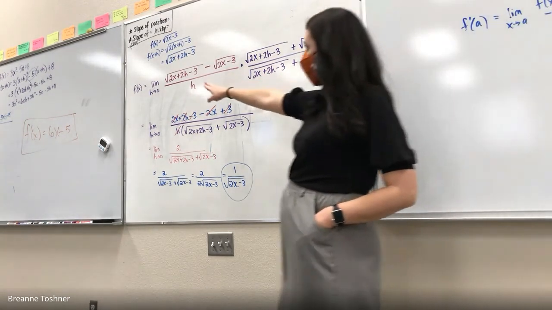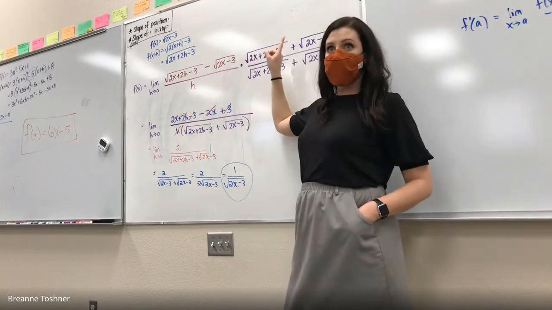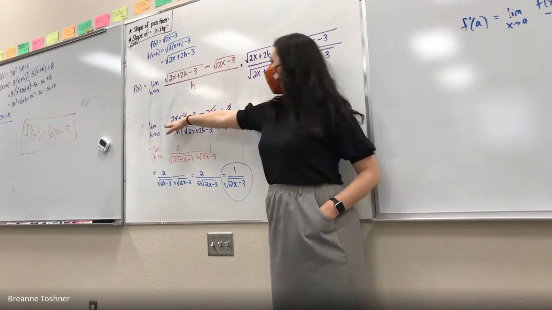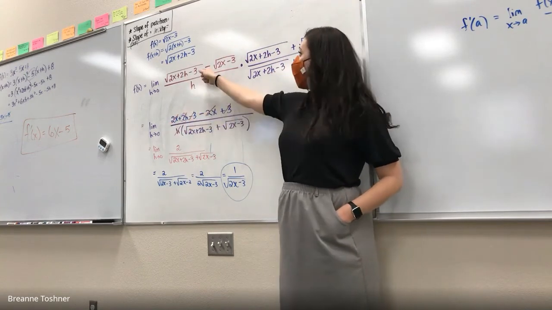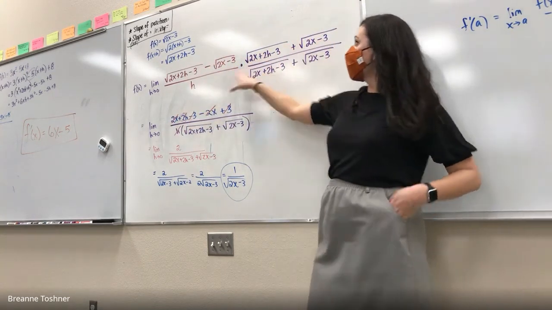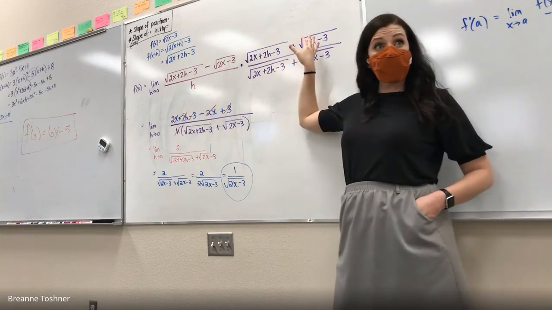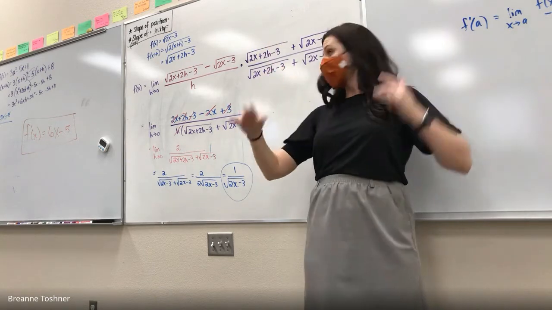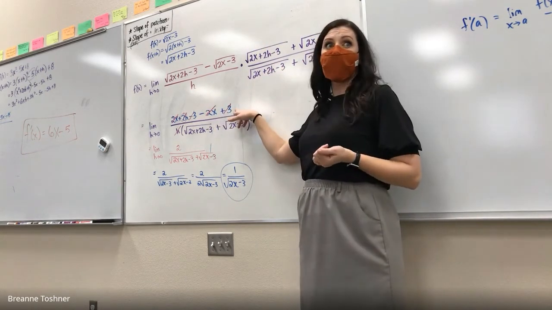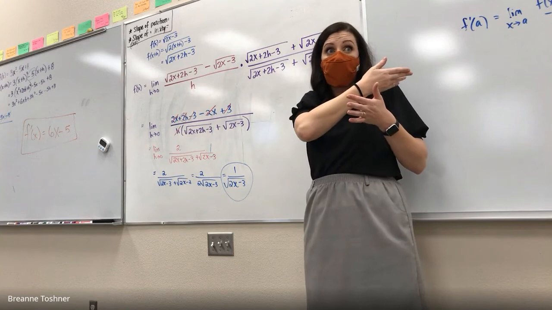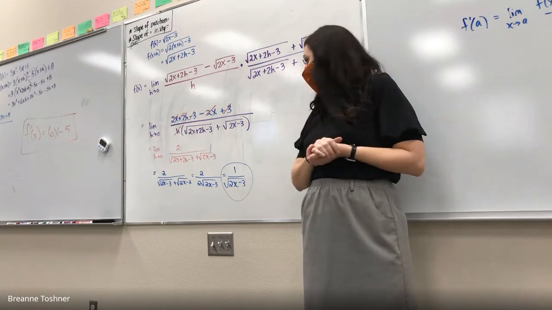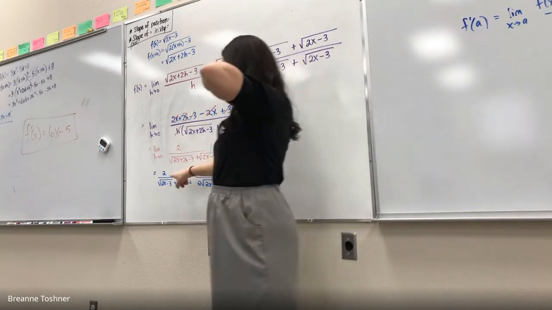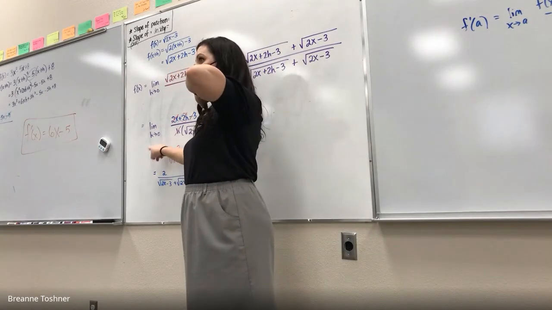So, multiplying by the conjugate, right? This times this equals this minus this times this. So, square root of 2x minus 3 times square root of 2x minus 3 is 2x minus 3, but you're subtracting that. So, it's minus 2x plus 3. And remember, you should always be able to cancel out. Okay? Where did what come from, Elijah? Because we're taking the limit as h goes to 0.